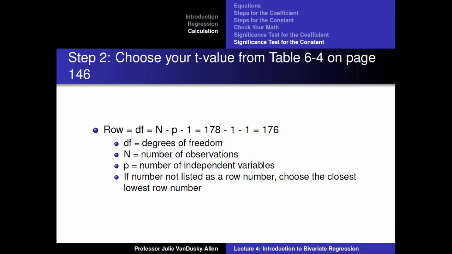Now we need to find the t-value from table 6.4. This is similar to what we did before. We look for the t-score that intersects our degrees of freedom row and our significance column. Our degrees of freedom, df, are the number of observations n minus the number of independent variables p minus 1. Recall that I had 178 observations in my earlier analysis, and I had one independent variable. So 178 minus 1 minus 1 is 176.